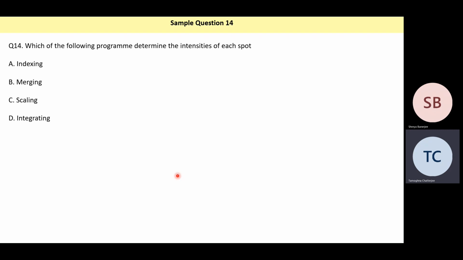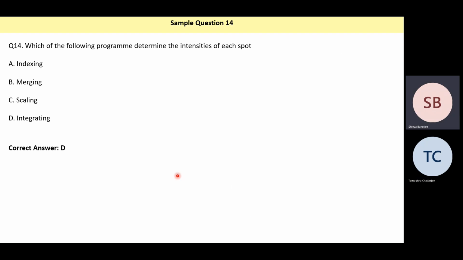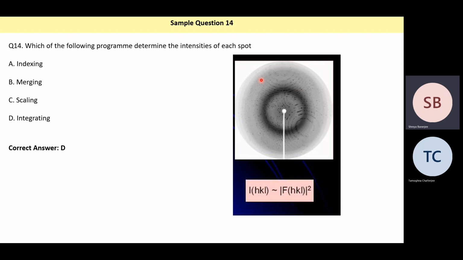Ma'am, integrating. Yeah, the correct answer is integrating. So the intensity of each spot is integrated. We talked about how the intensities have a Gaussian distribution, so you have to integrate over the Gaussian distribution to find the net intensity. So that is all the slides I have. If you have any questions, you can clear them now.